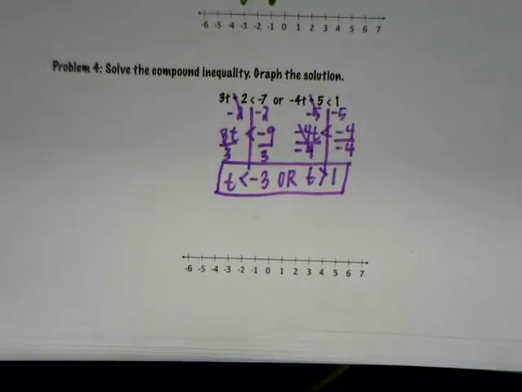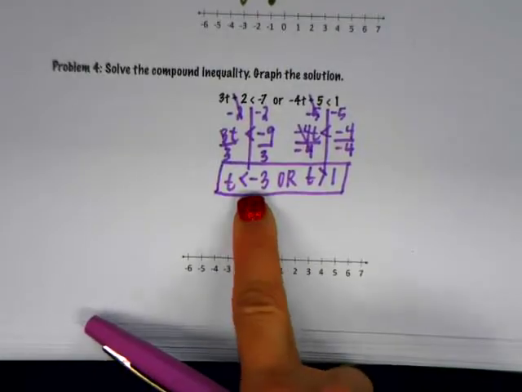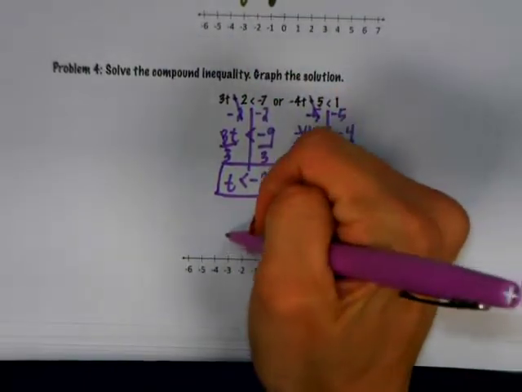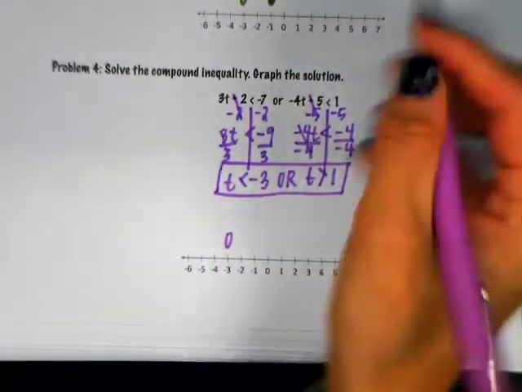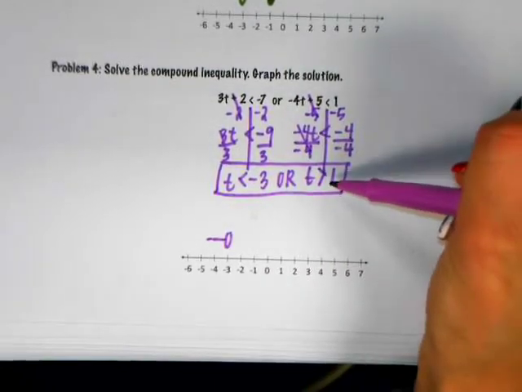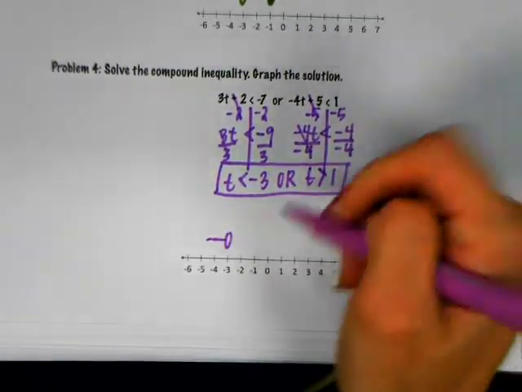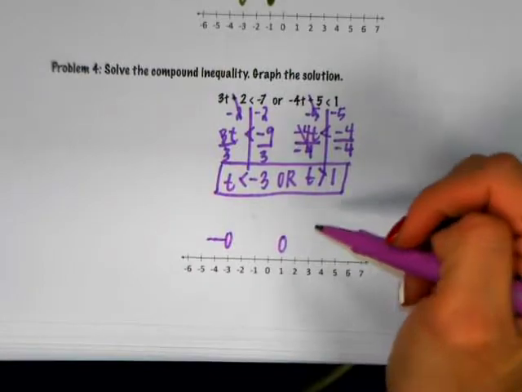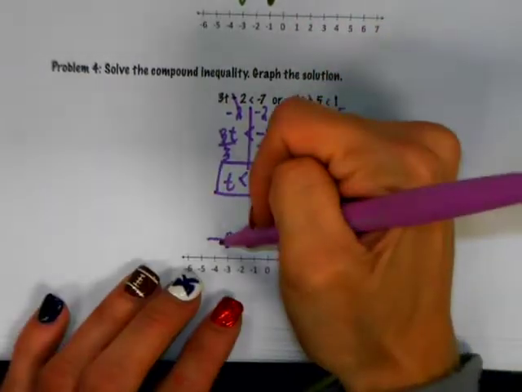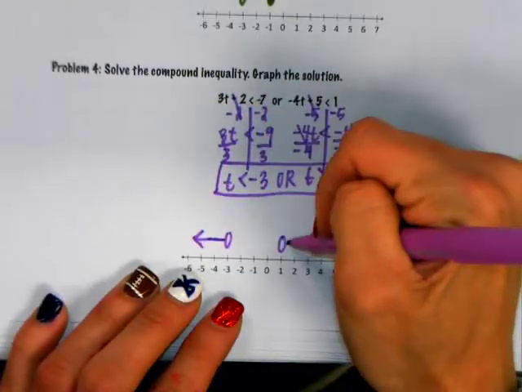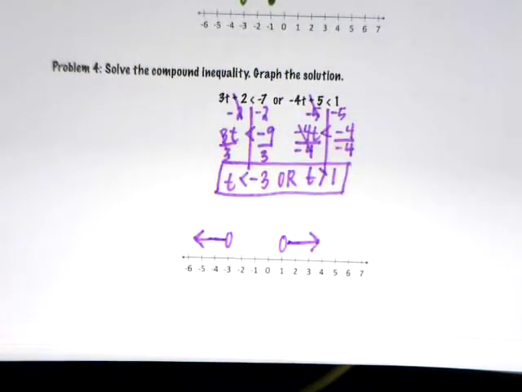So when we graph that, is -3 going to be open or closed? Open. And less than is what direction? Left. And then 1, open or closed? Open. And greater than is which way? Right. Yep. So they go away from each other like they're supposed to. So it would look like that.